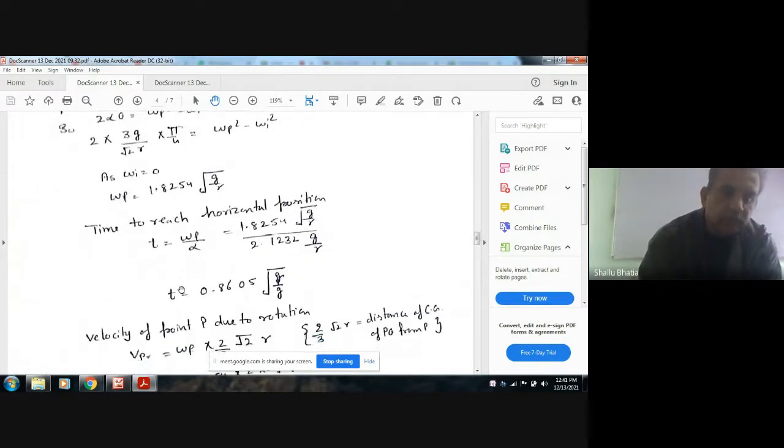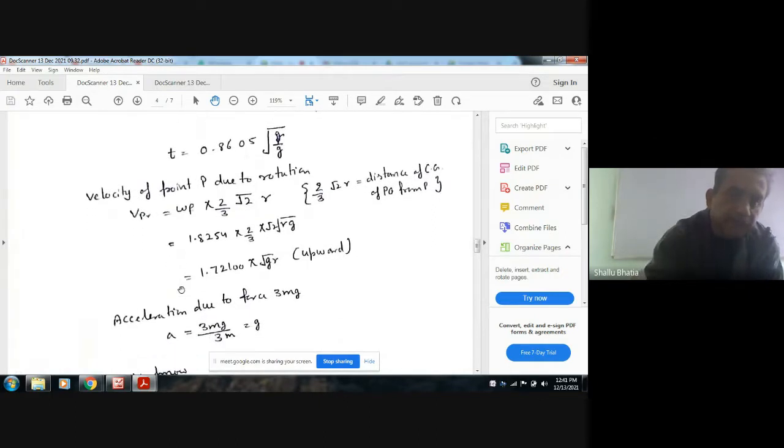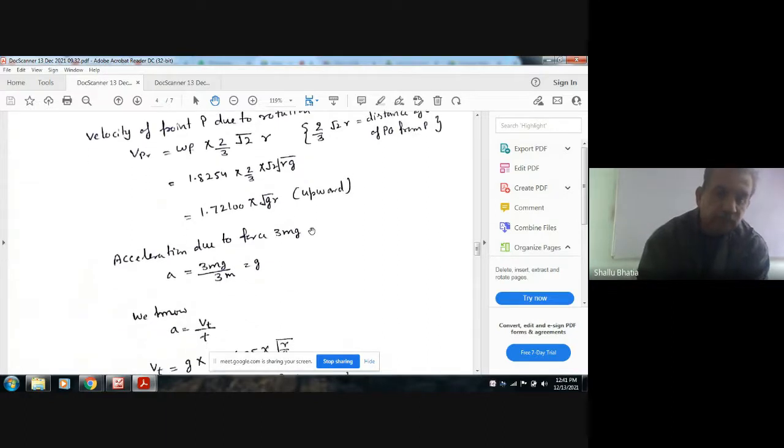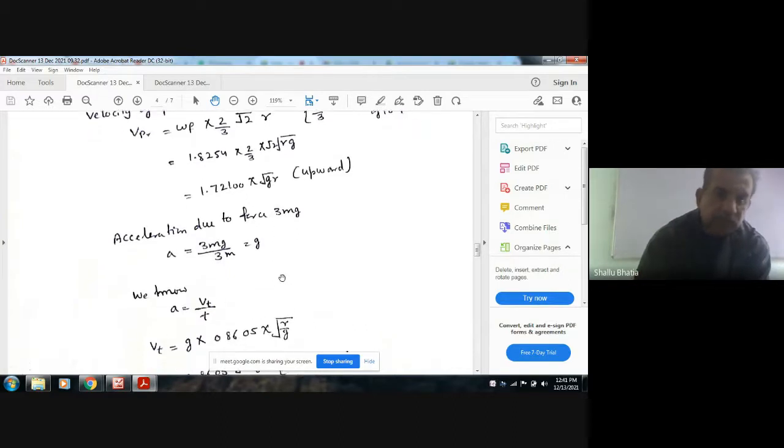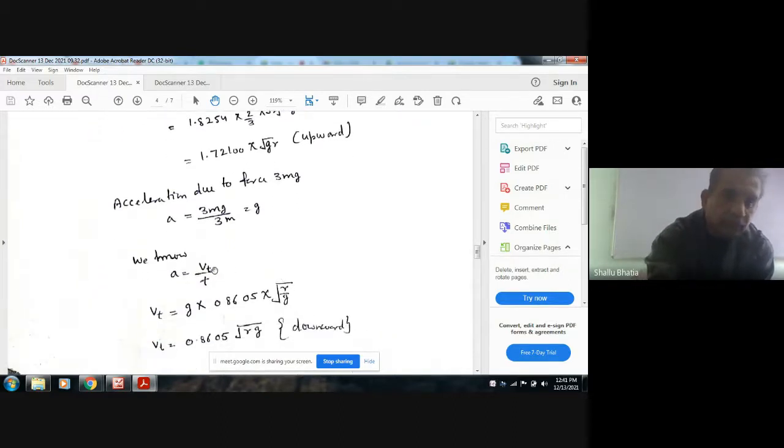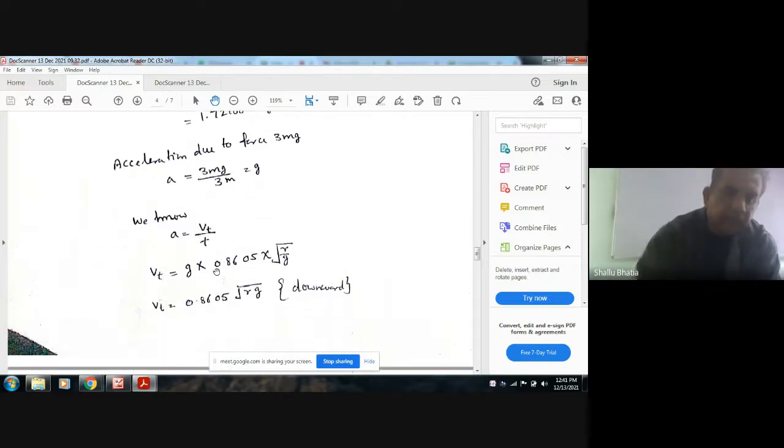Putting this value, we can get 1.72 root gr in the upward direction. That is the velocity v PR, which is due to rotation. Now there is translation also, which is at acceleration due to gravity, that is equal to g. So the translation velocity will be, v by t equal to g, because the initial velocity is 0, so we can directly put v final as vt.